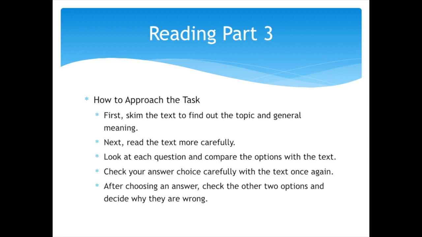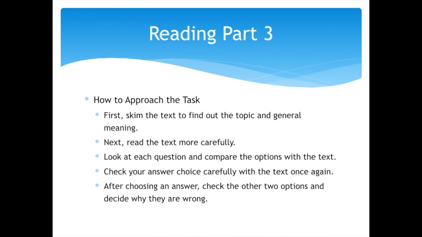So how we should approach this: first we should skim. To skim means to read fast. So just kind of not reading it word for word and pronouncing every word as best you can, but just quickly reading it without stopping much. And that'll give you the topic and the general meaning, and then you can read it again more carefully. So kind of read it first fast and then slow. And then look at each question and compare the options with the text.